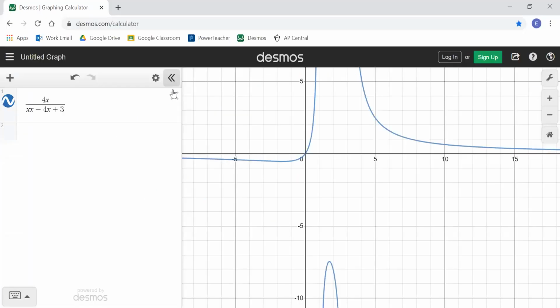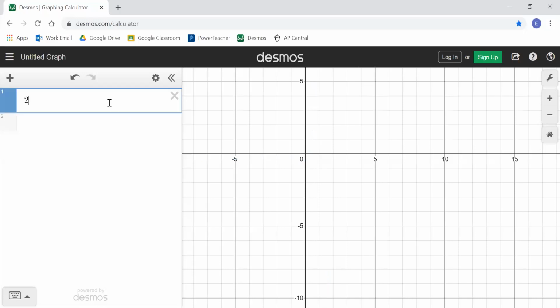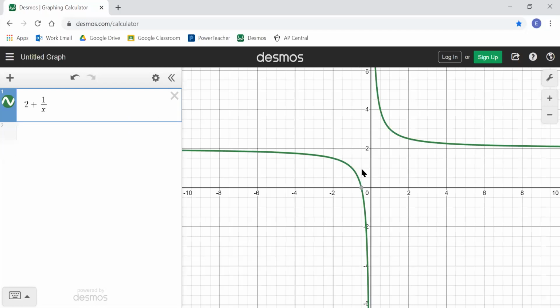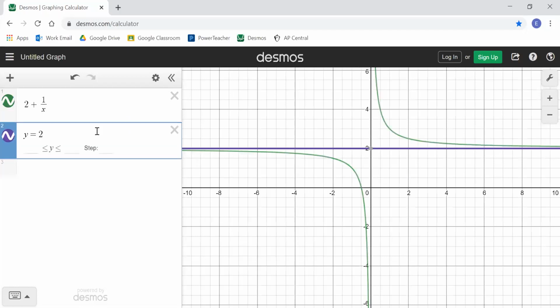So let's just, because Desmos is here and so convenient, there's 2 plus 1 over x. And you'll note that if I throw in that y equals 2 value, it sure looks like there's a horizontal asymptote of y equals 2 running through there between those two different pieces of it. Would you guys agree? Yes. Okay. All right.